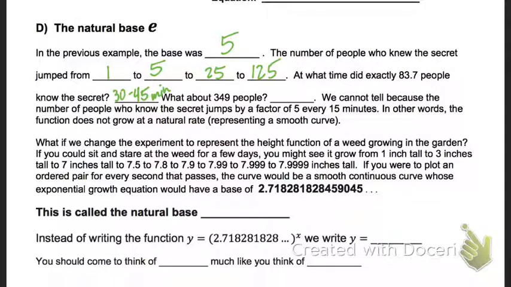And then what about 349 people? That could be somewhere between 45 to 60 minutes, but we just don't know. We can't tell because it jumps by a factor of 5 every single time. And then we just create that smooth curve. We fill in the blanks.